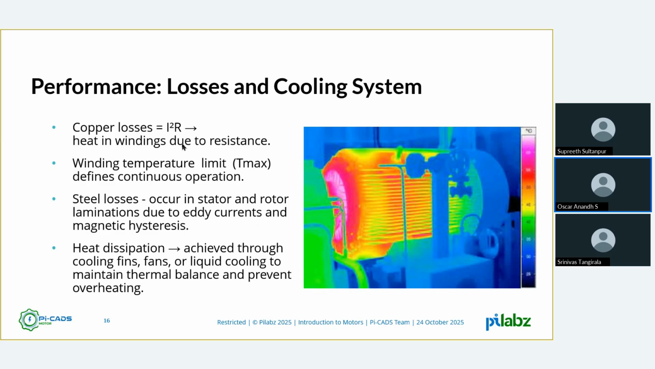First, I will explain about copper losses. These copper losses are caused by current flowing through the copper winding. As we discussed, I squared R, the resistance of the wire, produces heat. When there is more current, it will generate more heat.